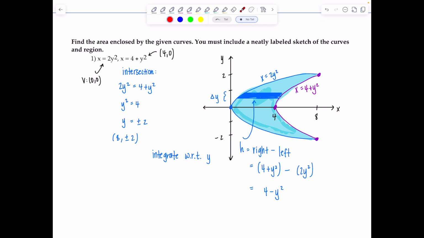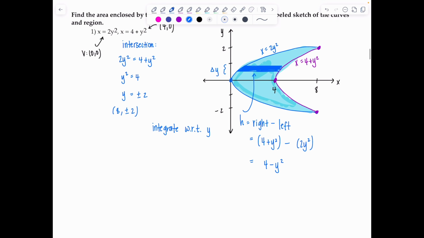If you tried to integrate with respect to x, you would have to stack your rectangles this way. Then you would have to solve each of these for y in terms of x. You'd have plus or minus square root. It would be messy. I don't recommend. Okay, now in order to find the area, we have to set up a definite integral. Since we decided we're integrating with respect to y, the limits need to match where the area is bounded in terms of y. So notice this region begins when y is negative 2, all the way up until positive 2. So those are our limits of integration, negative 2 to 2.